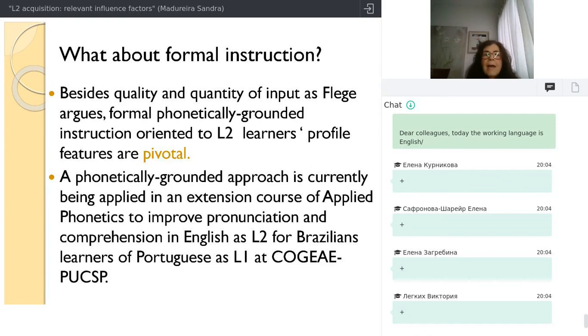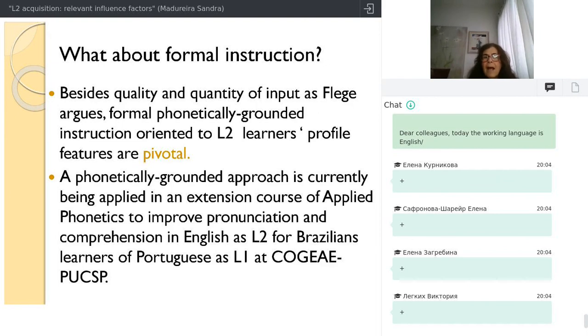Why? Because you can, from the very beginning, for instance, use games for children, of course, not a formal instruction based on phonetics, but theoretically based in phonetics, to expose them to sounds, first different sounds and then more similar sounds, and in adolescents and adults as well.